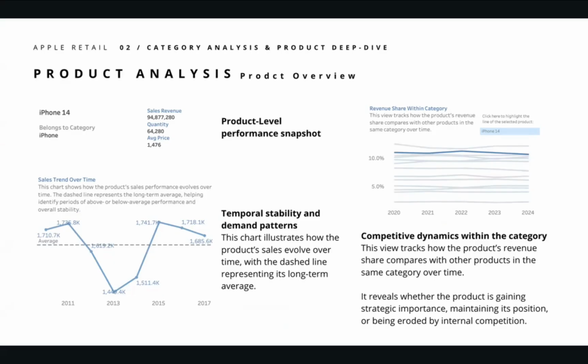The dashed reference line helps identify periods of above or below average performance and assess overall demand stability. The revenue share within category chart tracks how the product's importance evolves relative to its peers, revealing whether it is gaining strategic relevance or being eroded by internal competition.